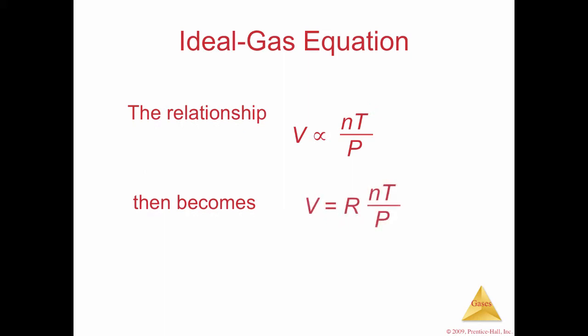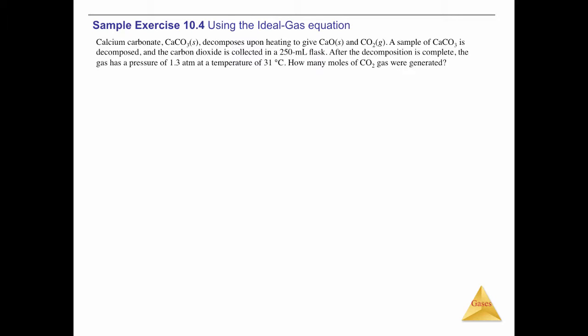So if we adjust the relationship, we can move the equation around and adjust some variable positions and come up with the ideal gas equation, which is PV equals nRT. And we're going to practice using that equation in sample exercise 10.4.